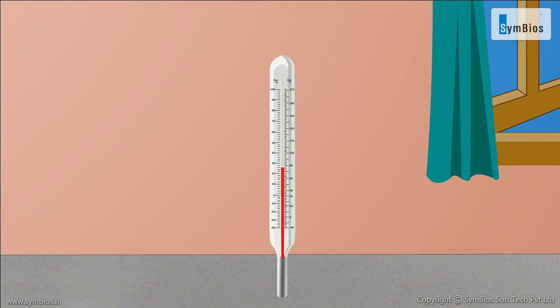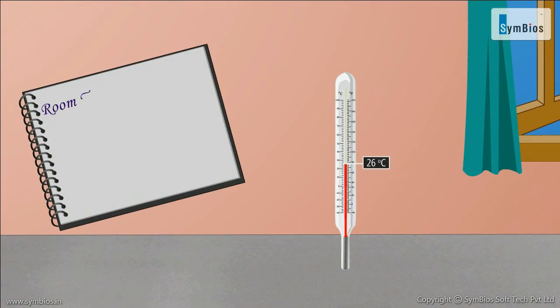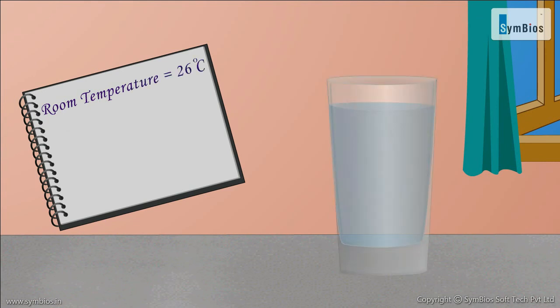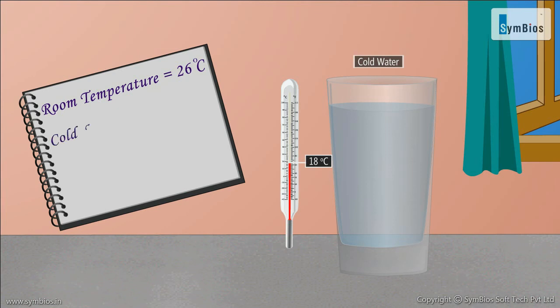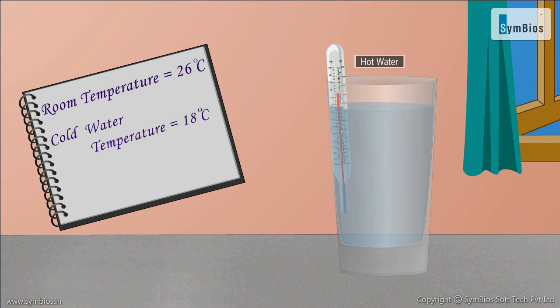Let us perform the following activity. Take a thermometer and note down the reading at the normal room temperature. Now, place the thermometer in a glass of cold water for a few seconds. Remove the thermometer from the water and note the readings. Finally, place the thermometer into a glass of hot water. Remove after a few seconds and note the readings.